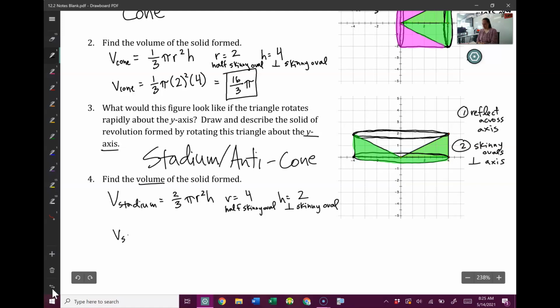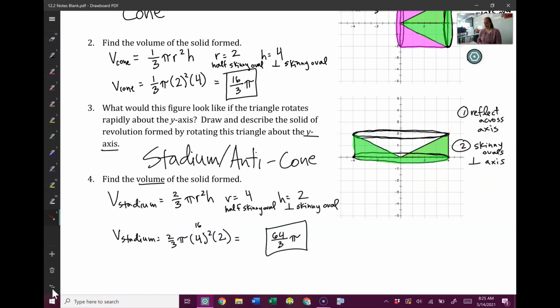So now I plug it in. The volume of the stadium is 2/3 pi 4 squared times h. 4 squared is 16 times 2 is 32 times 2/3 is 64/3. So I've got 64/3 pi for my volume. And once again, you can just take it at this step, type it all into your calculator, you'll get a decimal and just leave it at that.